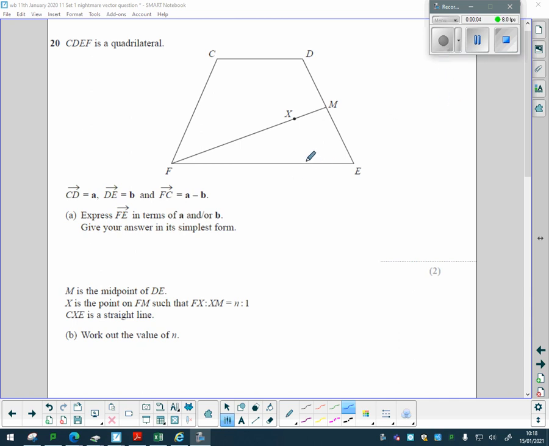Hi everyone. Just doing this question on vectors. Probably one of the most difficult questions that I've ever seen in my teaching career at the GCSE level. So let's see how we get on.